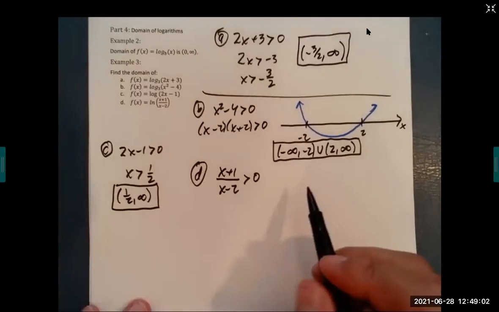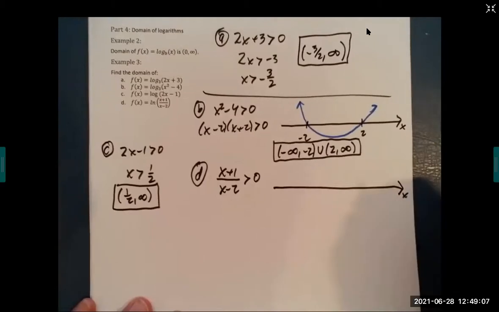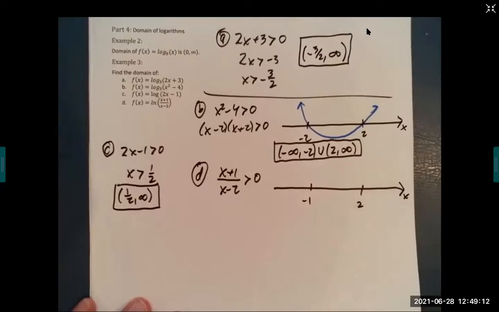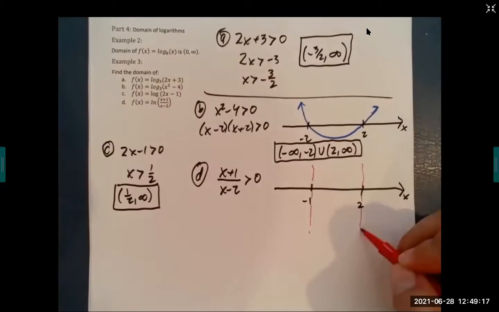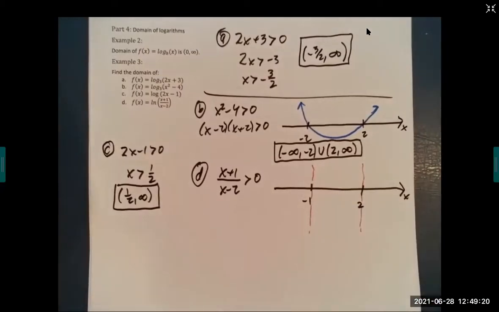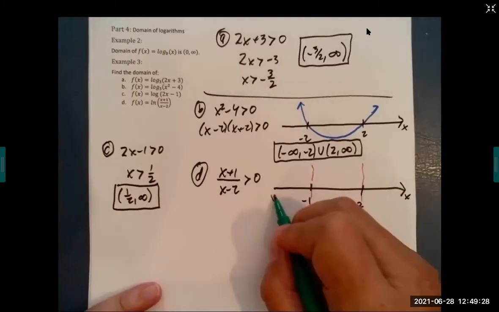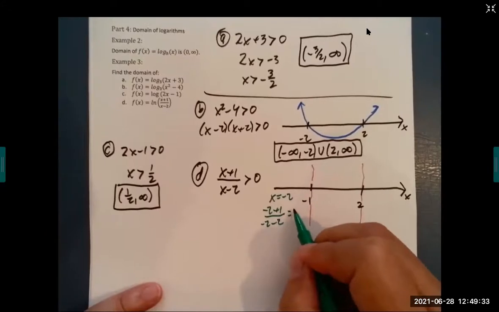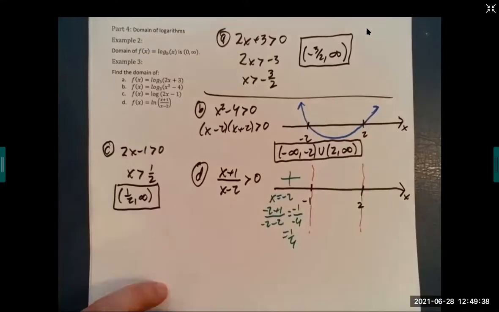But again, we're going to have to do one of these, and we're going to have to actually test points. So we have negative 1 as a critical value, and we have 2 as a critical value. The way I showed you how to do this was to partition it up like this. Let's test something on this side. Let's test x equals negative 2. So negative 2 plus 1 over negative 2 minus 2 gives us negative 1 over negative 4, which is 1/4. The point is, it's positive.